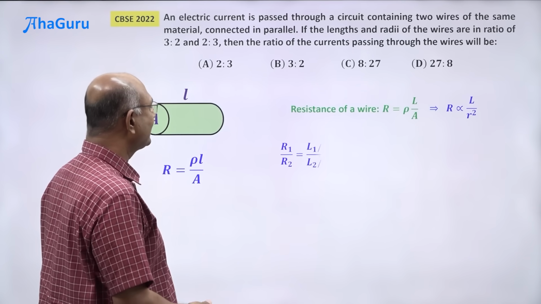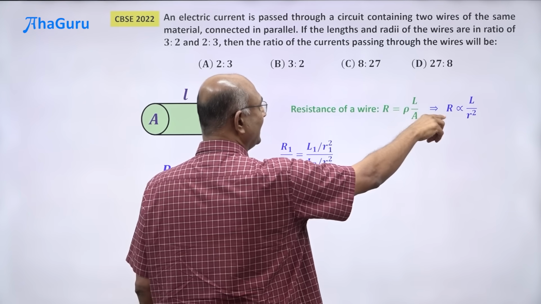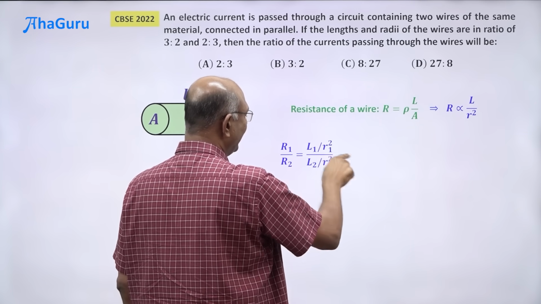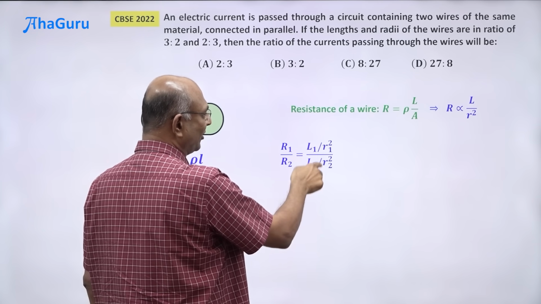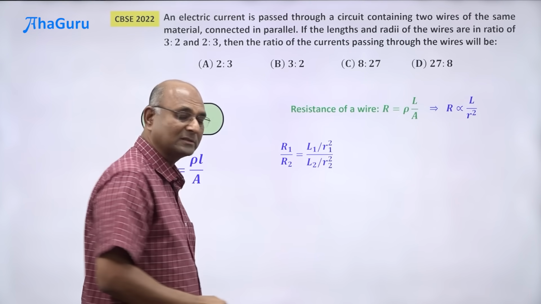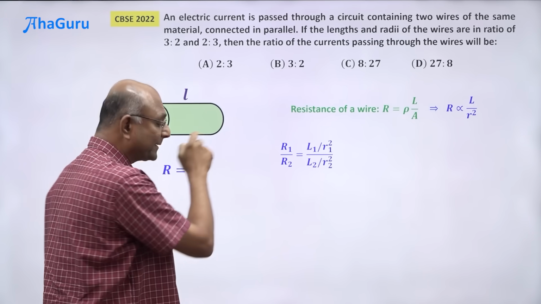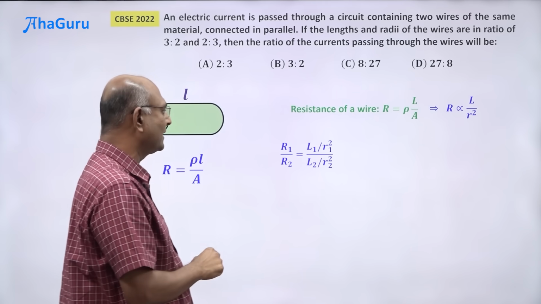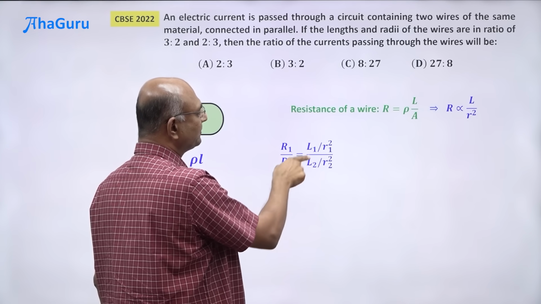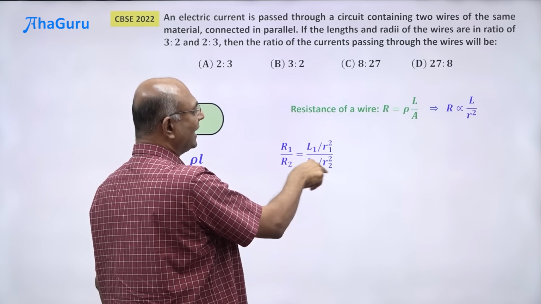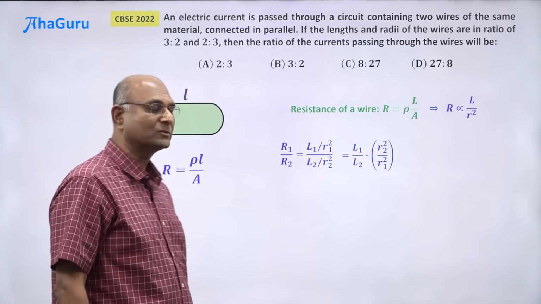Okay, so what does that mean? That means if I look at R1 by R2 for two different wires, it will be L1 by r1 square divided by L2 by r2 square. r1 and r2, where I am using small letters r, this basically talks about the radius of the cross section area, whereas capital R stands for the resistance of that material. Okay, so what is this? L1 by L2, and then you have to take the reciprocal, so you have to write r2 square by r1 square. So L1 by L2 into r2 square by r1 square.